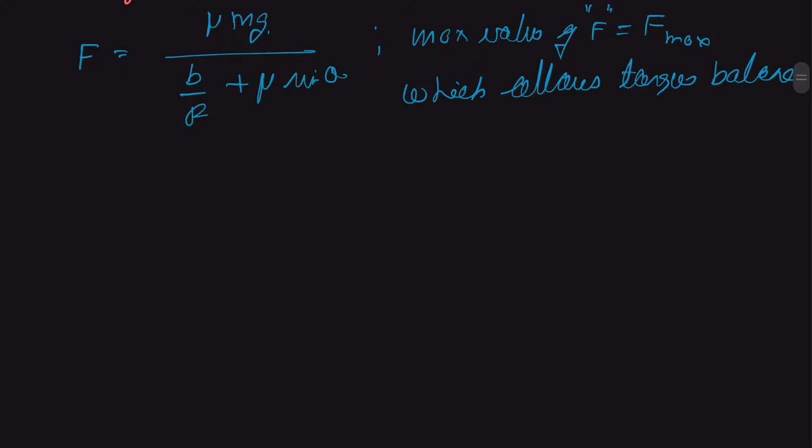So we can replace our f by f max, and the rest of the things are going to remain the same. So we can say our f max will be equal to mu mg upon b over r plus mu sine of theta.